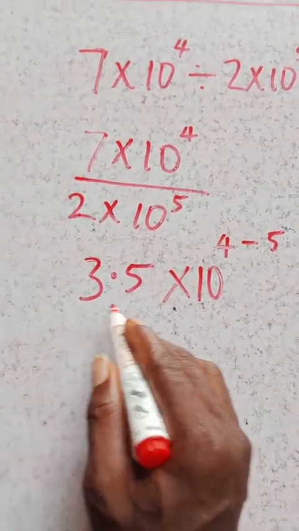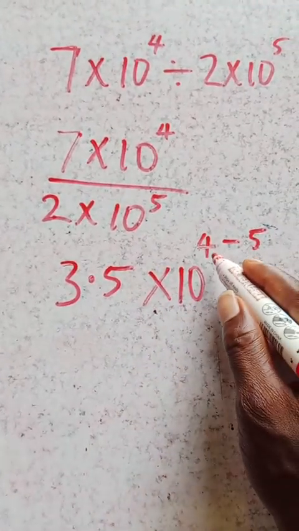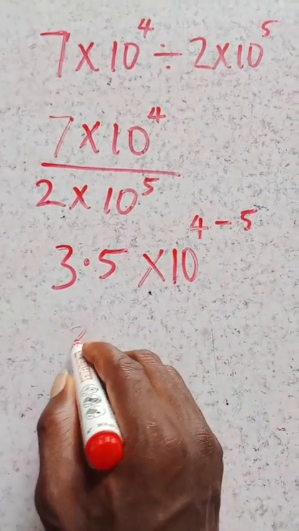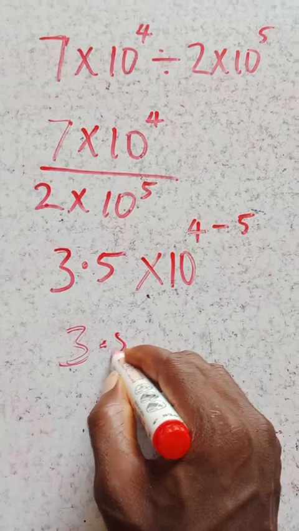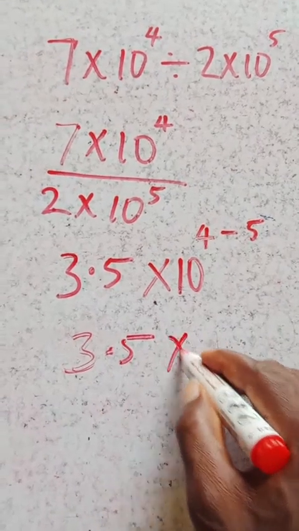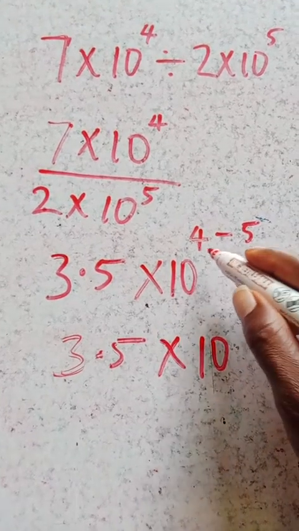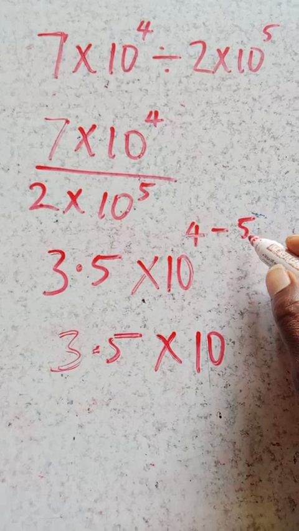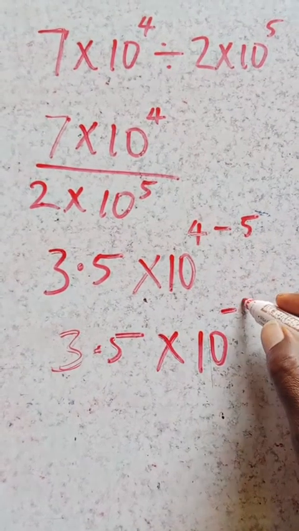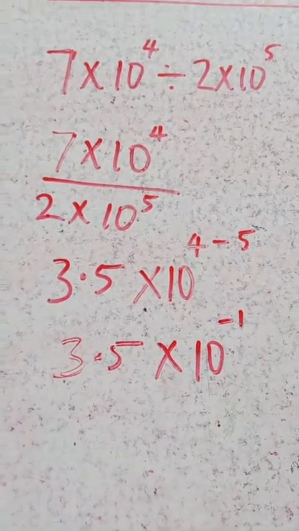So we have 3.5 times 10 raised to the power 4 minus 5. 4 minus 5 is what? Minus 1. Are you getting it?